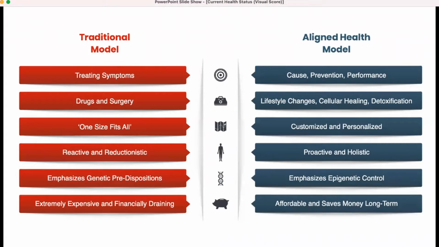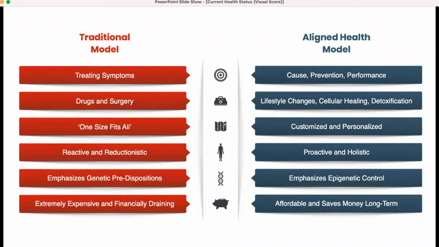The traditional model can feel very reactive and reductionistic, and we really want to move into a space where we're focusing on proactive and holistic modalities. The traditional model really will emphasize more of just your genetic predispositions, but we can do epigenetic control. We can control all your genes flipped on or flipped off.